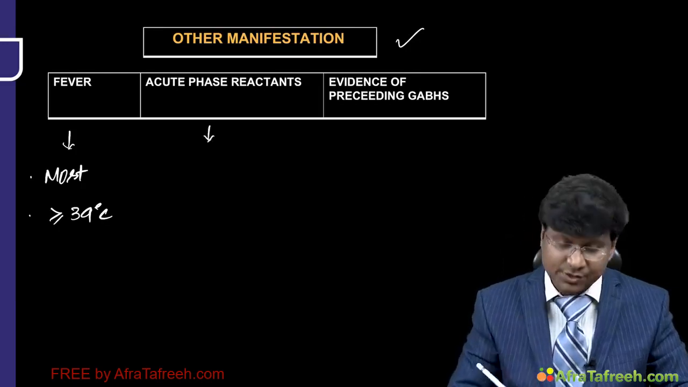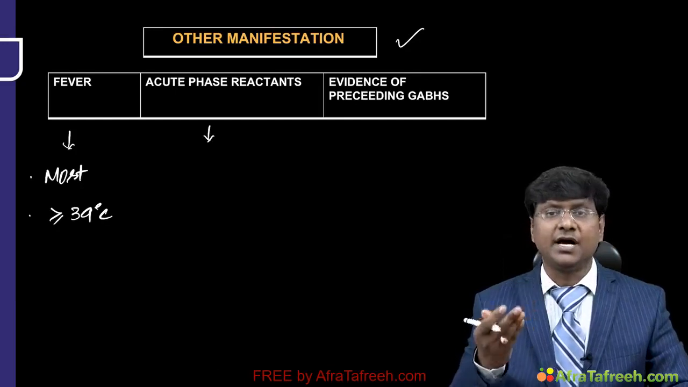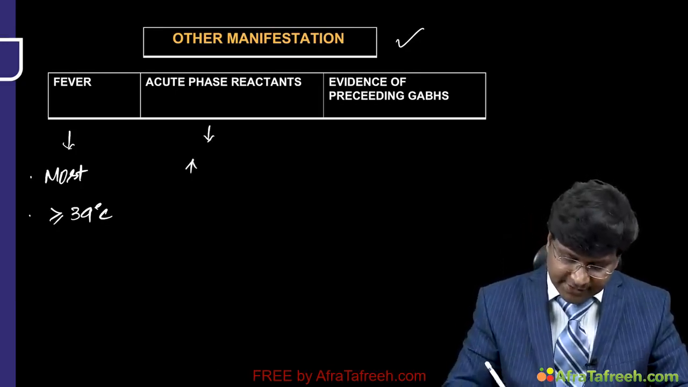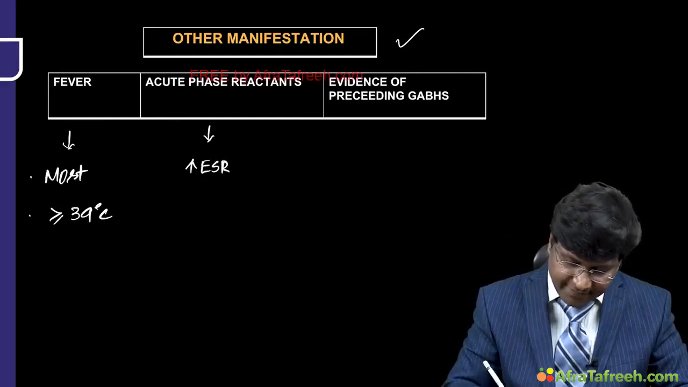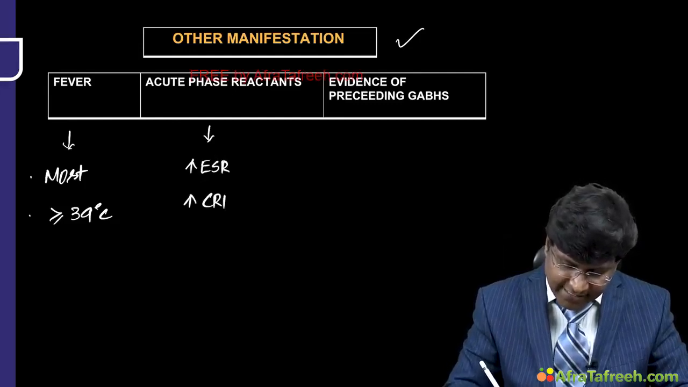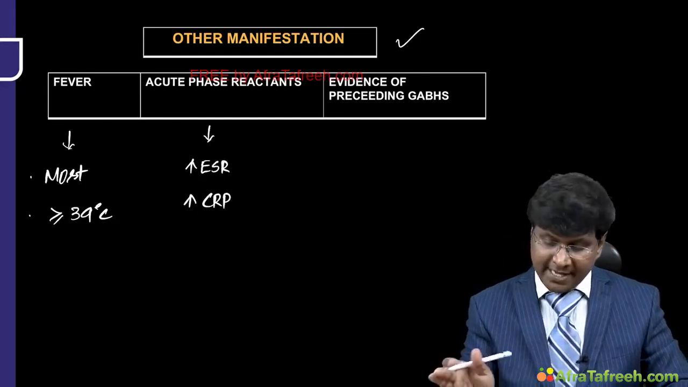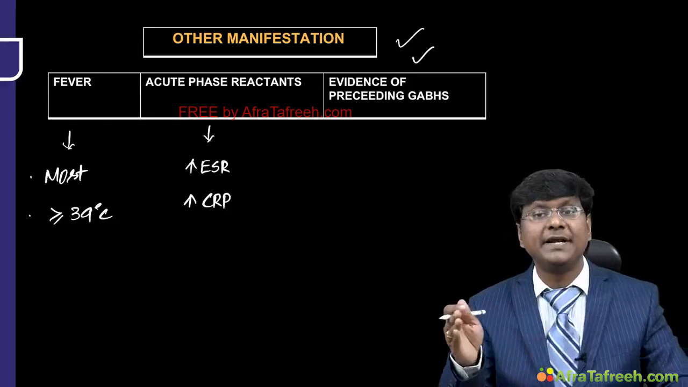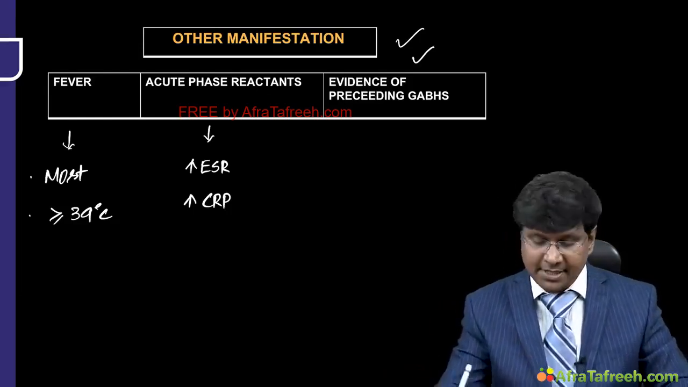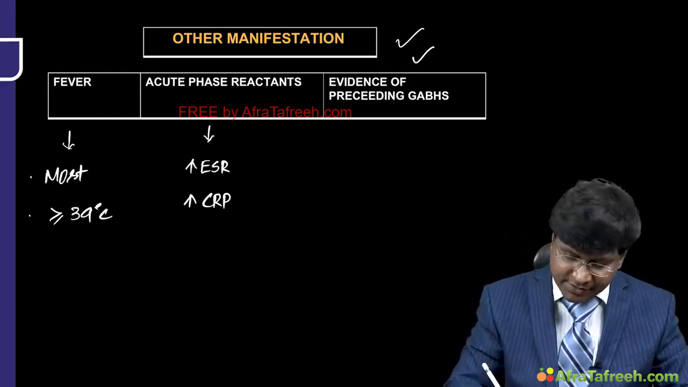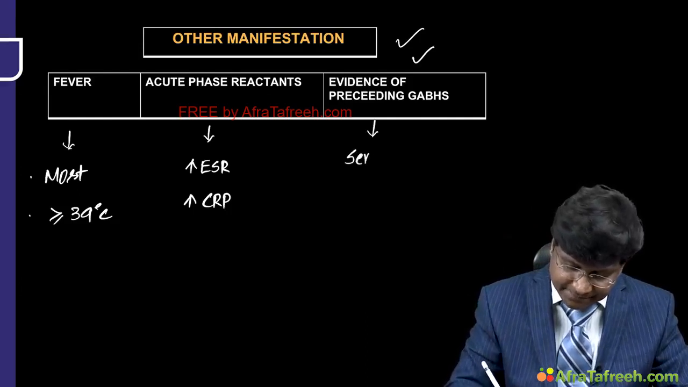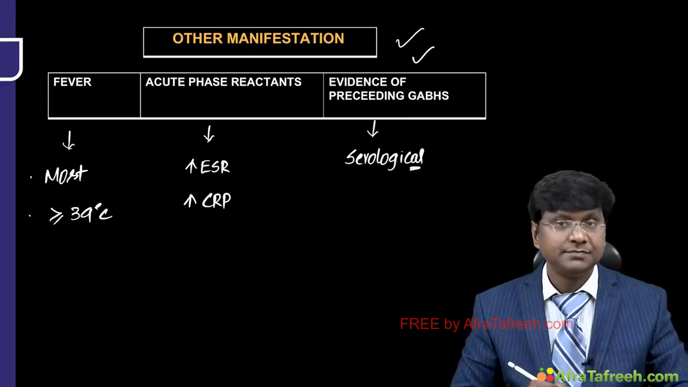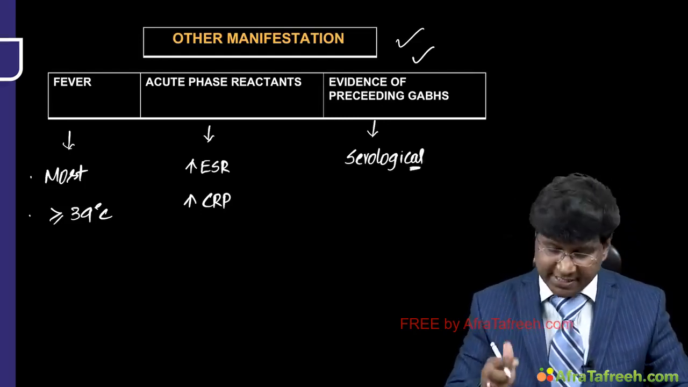And these patients also have elevated acute phase reactants. What will be those elevated acute phase reactants? That is, there will be elevated ESR as well as C-reactive protein. And there should be evidence of preceding group A beta hemolytic streptococcal infection. And that particular evidence is mainly the serological evidence.